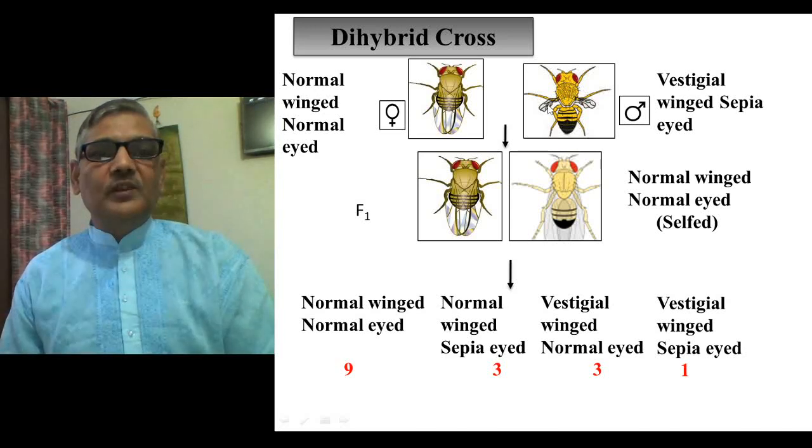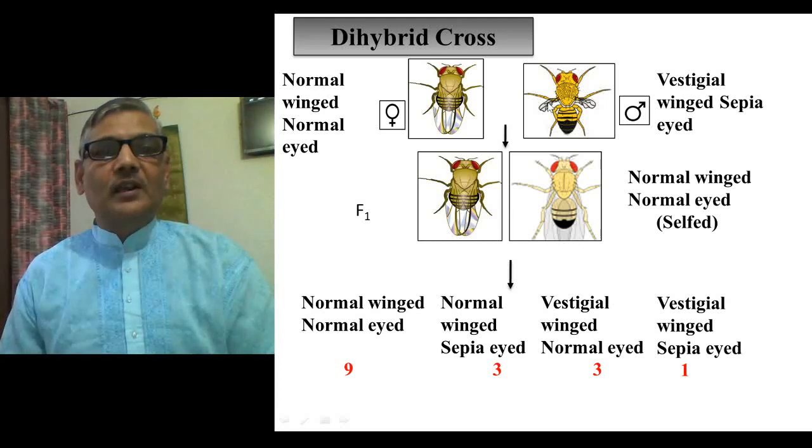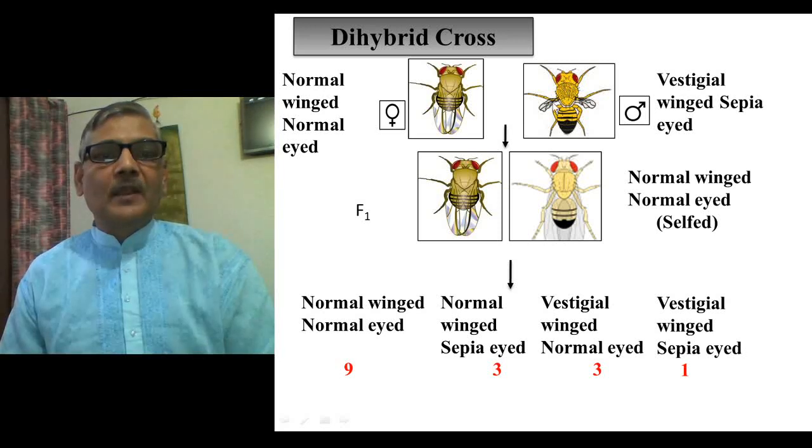Now these two features, the genes deciding these two characters, are actually located on different chromosomes. The gene for vestigial wing is located on the second chromosome, and the gene deciding sepia color is located on the third chromosome. So we expect independent assortment of these two genes because they are situated on separate chromosomes. They are not linked to each other.